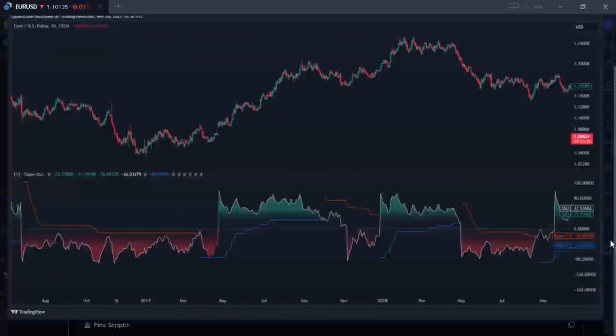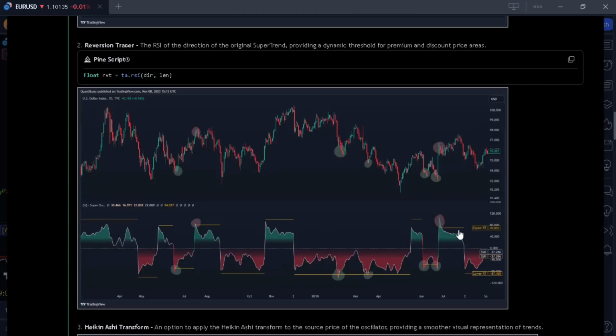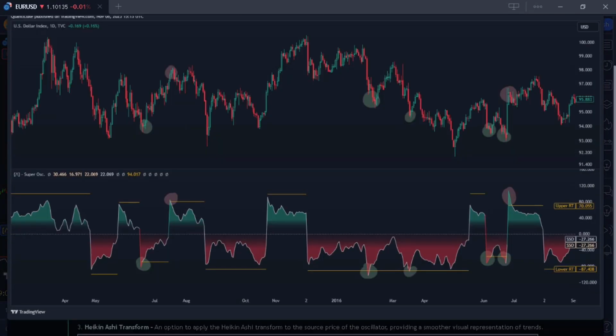Now, let's explore the components and features of the SSO and make it a robust tool for traders. We have the SuperTrend Oscillator, an additional SuperTrend based on the direction and volatility of the oscillator. Think of it as the SuperTrend of the SuperTrend, providing deeper trend analysis. Next up, the reversion tracer, an RSI of the direction of the original SuperTrend. This provides a dynamic threshold for premium and discount price areas, helping you identify potential reversal points.